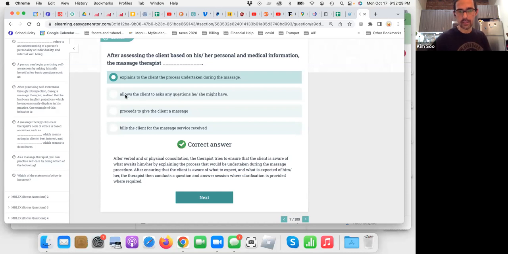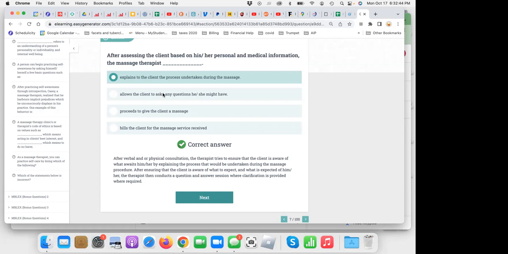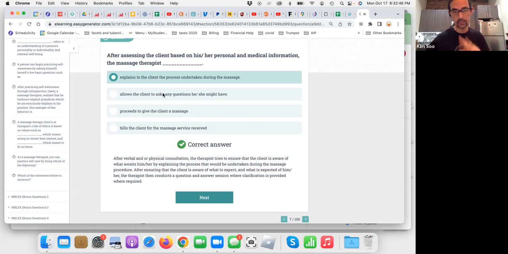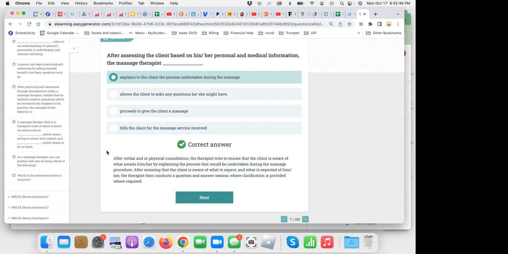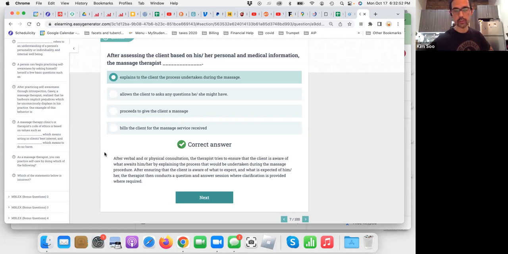So from the mention of a question and answer session for clarification, it sounds to me like the answer could also be B. Do you guys agree that it seems like there could be two answers for this question? I agree. Okay, so I think what we ought to do is now have a discussion about why it's A and not B. So let's read the question again.